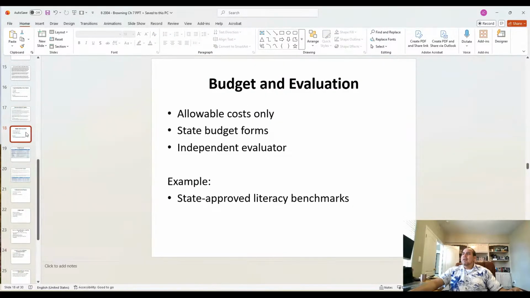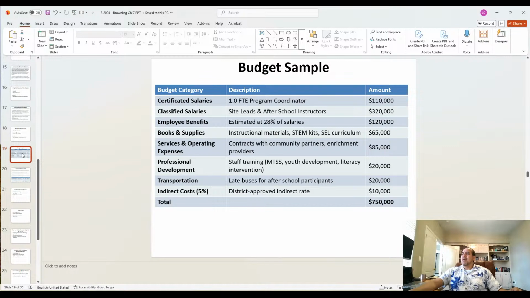Okay. Budget and evaluation, remember allowable cost only, right? Using their own state budget forms that they have. And then always, generally for state grants, it's good to have an independent evaluator, somebody who is not working for the school, who can truly write an evaluation that is independent and can show you the strengths and the weaknesses of your program. And here's a big overview of a budget sample right here, right?